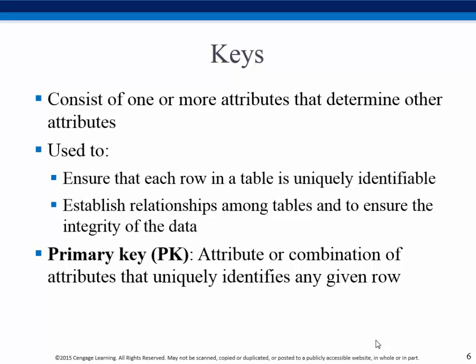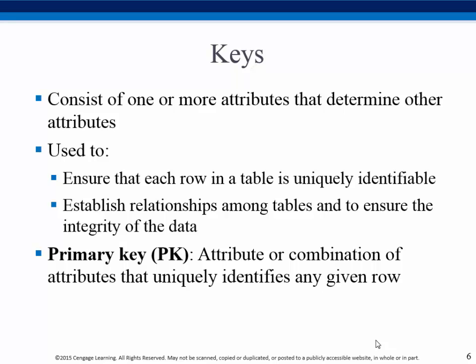Okay, keys consist of one or more attributes that determine other attributes. And they're used to ensure that each row in a table is uniquely identifiable, establish relationships among tables, and ensure the integrity of the data. Alright, a primary key is an attribute or combination of attributes that uniquely identifies any given row. In the relational model, keys are important because they are used to ensure that each row in a table is uniquely identifiable. They are also used to establish relationships among tables and to ensure the integrity of your data.